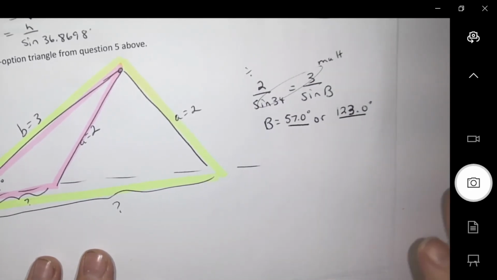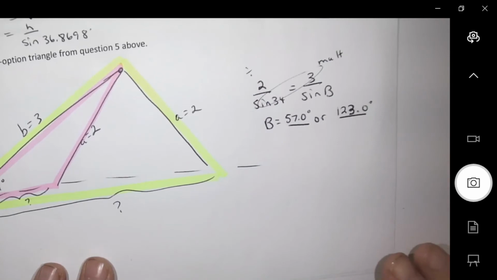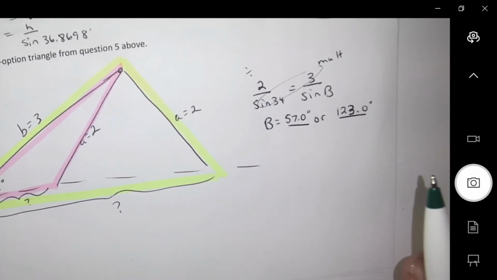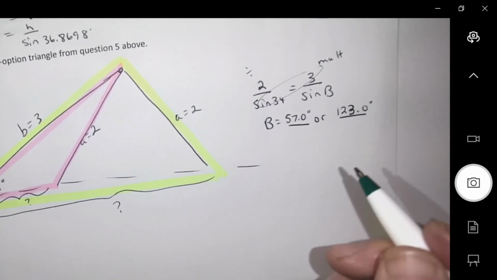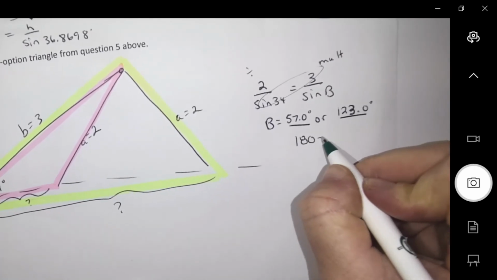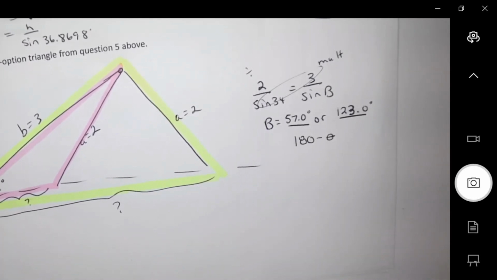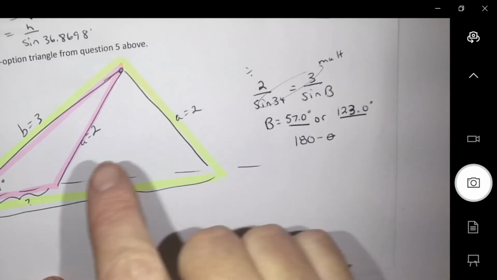How did I get the or part of it? Do you remember how I got what the other option was? It's the supplementary. So whatever, subtract from 180, right? Okay, those are always your two options, the supplementary options. So if one was 40, the other one would have been 140. If you had a 20 degree, the other one would have been 160. Okay. That is across from the side 3.